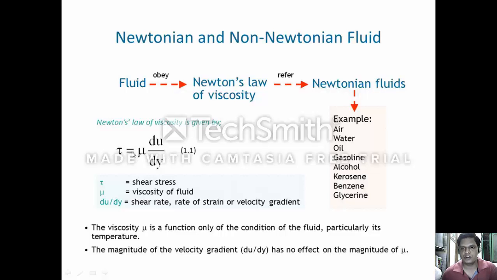Here tau is the shear stress, and mu is the viscosity of the fluid. du by dy is the shear rate or rate of strain gradient. Here mu is the dynamic viscosity or coefficient of viscosity. Examples of Newtonian fluids are air, water, oil, gasoline, alcohol, kerosene, benzene, and glycerin.